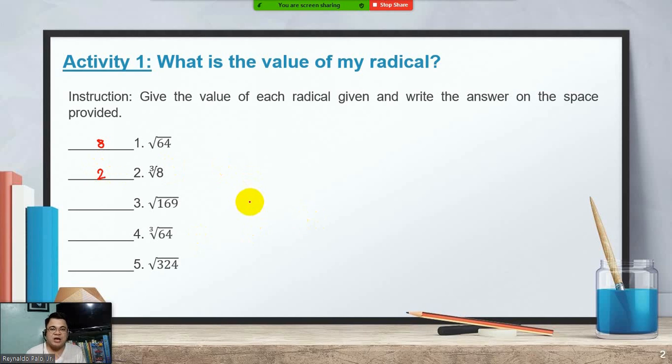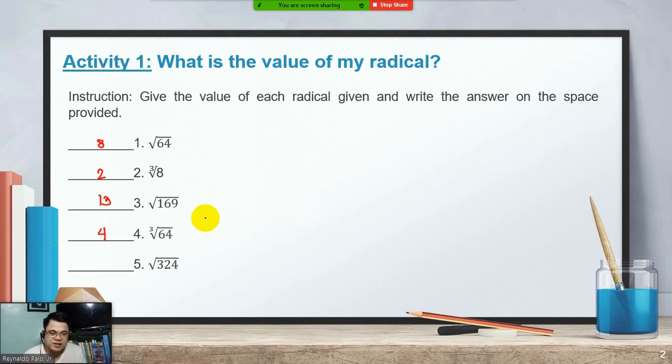Next, we have square root of 169. And 169 is still a perfect square just like number 1. So if we will be extracting the square root of 169, we will be getting 13. Next, number 4, cube root of 64. For cube root of 64, again, 64 is also a perfect cube number just like it's also a perfect square. So therefore, if we will be extracting the cube root of 64, we will be getting 4.